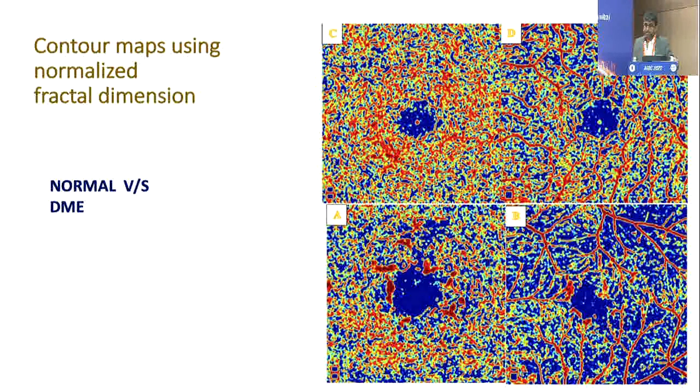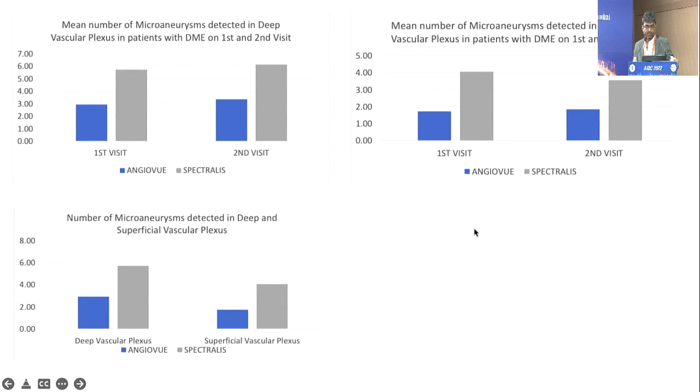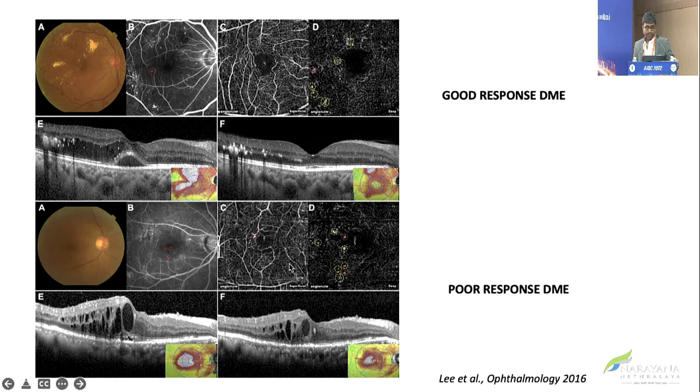Our in-house team had developed this, the local fractal dimension. So we can see the spacing between large and small vessels, FAZ, and the vascular density also. So these were the changes. Spectralis somehow was more able to detect these aneurysms when compared to OptoView. There are many articles which even showed the aneurysmal changes, what really goes on in a good response DME. You can see a good response DME here and a poor response DME here. The aneurysms are obviously more in poor response DME in a DCP layer when compared to SCP in a poor response DME.